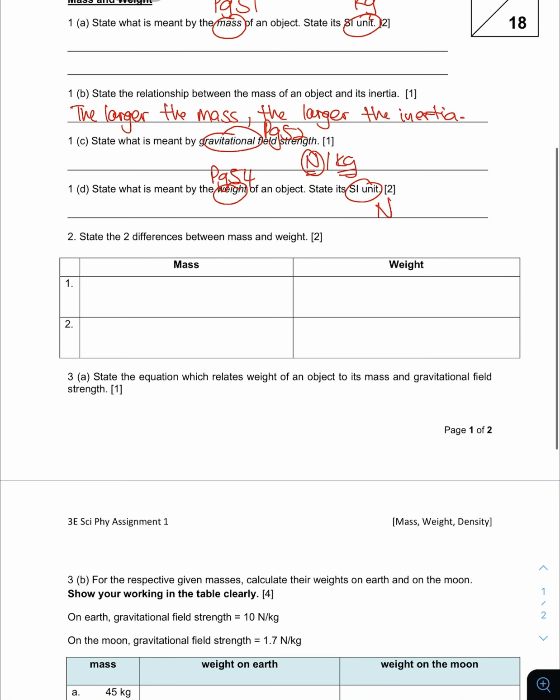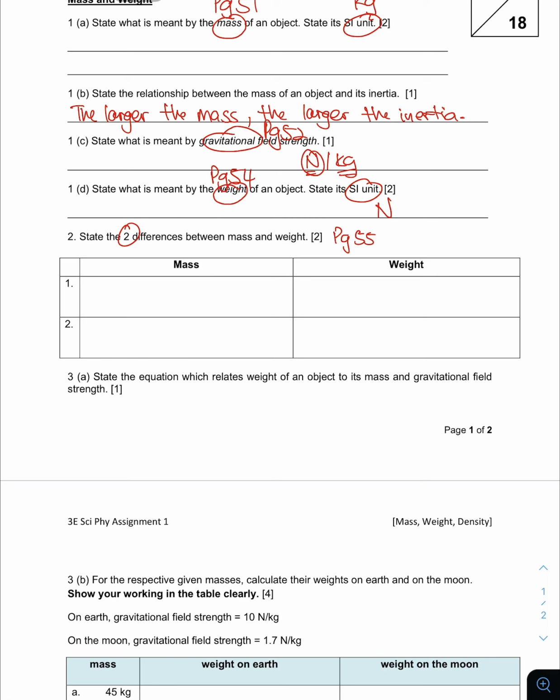So for question 2, they ask to state two differences between mass and weight. The entire table can be found on page 55 of your booklet. There are 4 listed on the page, however the question only requires 2. So I'm just going to talk about the more prominent ones.